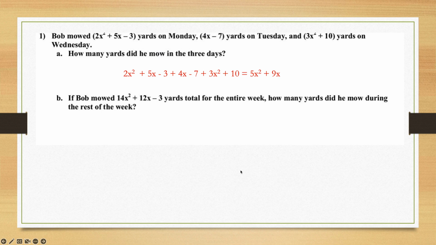Now let's do letter B, which says if Bob mowed 14x squared plus 12x minus 3 yards total for the entire week, how many yards did he mow during the rest of the week? So the rest of the week is all the days except Monday, Tuesday, Wednesday. So he has to subtract the answer to part A from what you're given in part B. Go ahead.